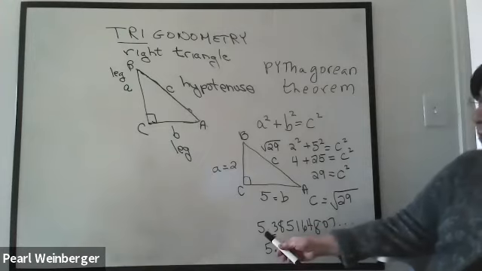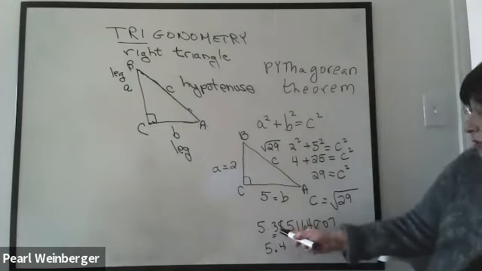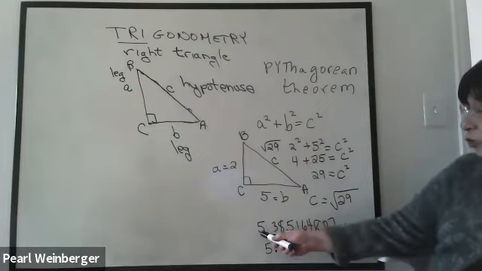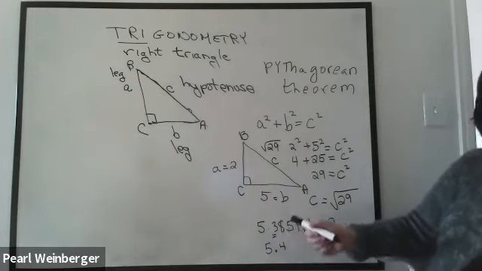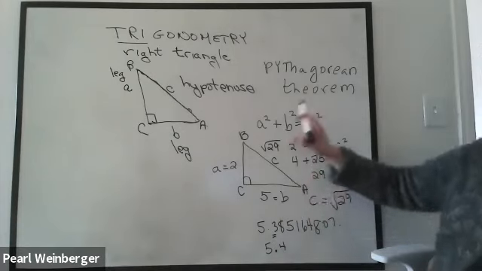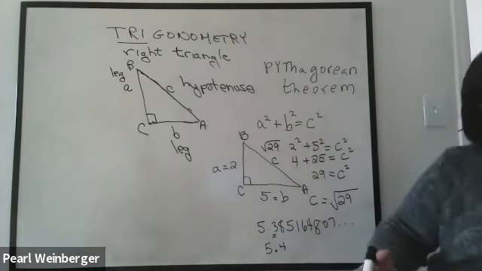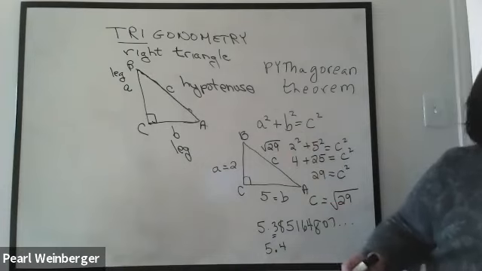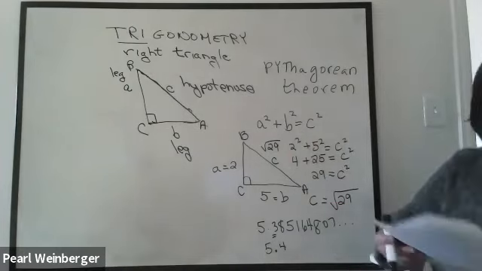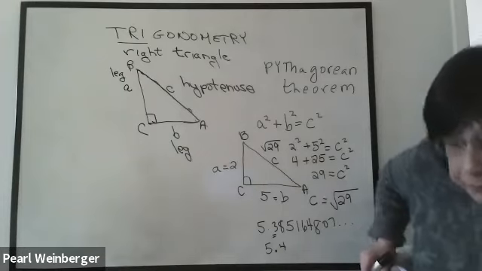If I had wanted my answer to the nearest hundredth, I would stop at the 8. The next number is a 5, so I would have given you 5.39. So depending on how accurate you want your answer, again, it'll depend on the way the question is worded. Okay, let me give you one to try while I take attendance.